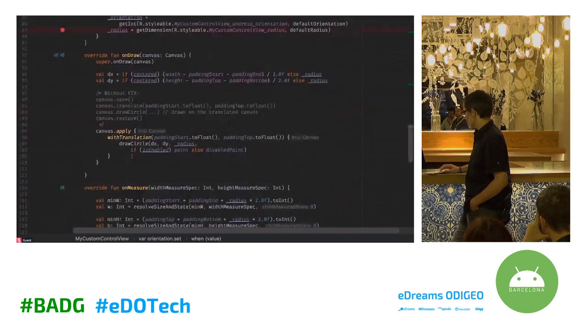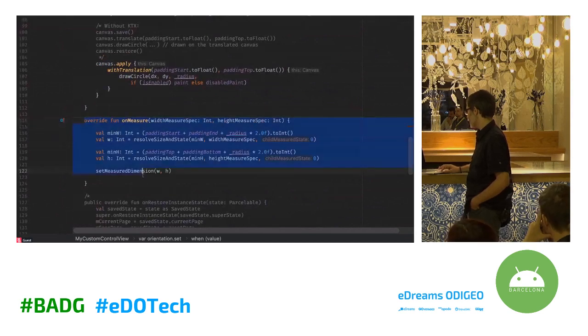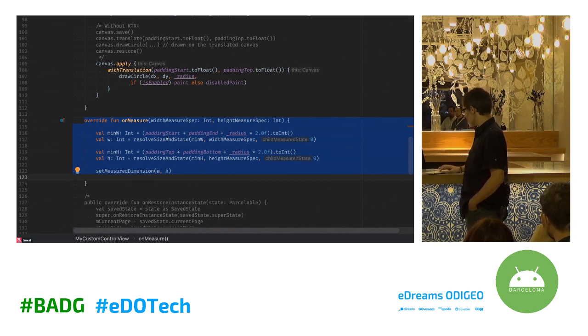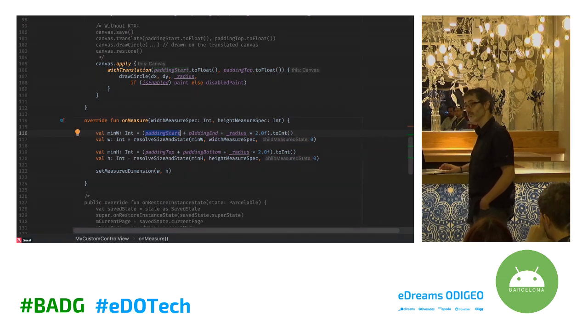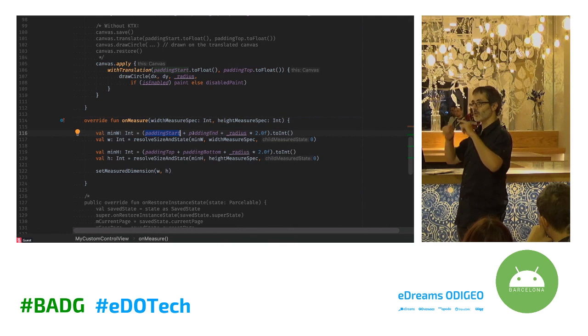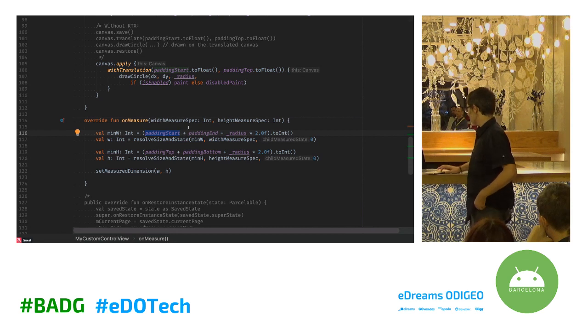Then let's go to the meat. On measure, basically we have already seen it in the slides. Another thing that I haven't mentioned in the slides is that we need to take into account the padding. So we don't need to take into account margin, but we need to take into account padding for the control. So basically the control is responsible for drawing everything that is inside its bounds. Margin is outside, we don't care. Padding is inside, so we need to take it into account.